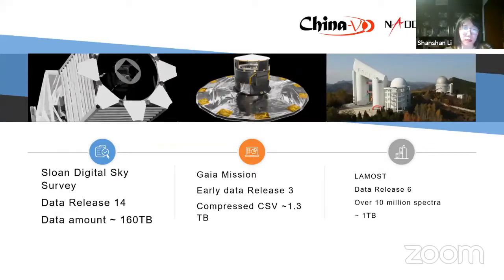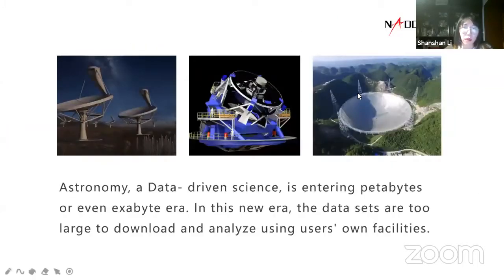This is some of the typical data amount of these projects. It's about terabytes. In SDSS data release 14, the data amount is about 160 terabytes. The Gaia mission just released their early data release 3. The compressed CSV is about 1.3 terabytes. LAMOST data release 6 released over 10 million spectra. It's about 1 terabyte. But in the next generation, soon, astronomy study will enter a new era of big data, not gigabytes, not terabytes, but petabytes.